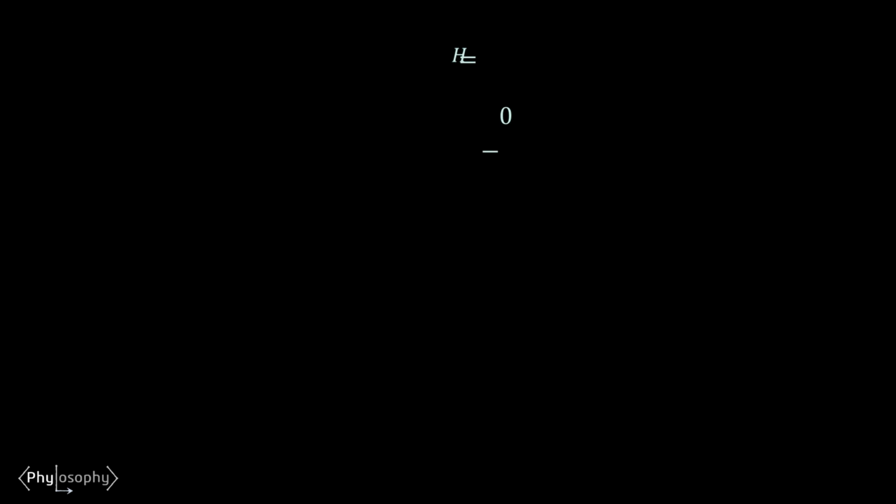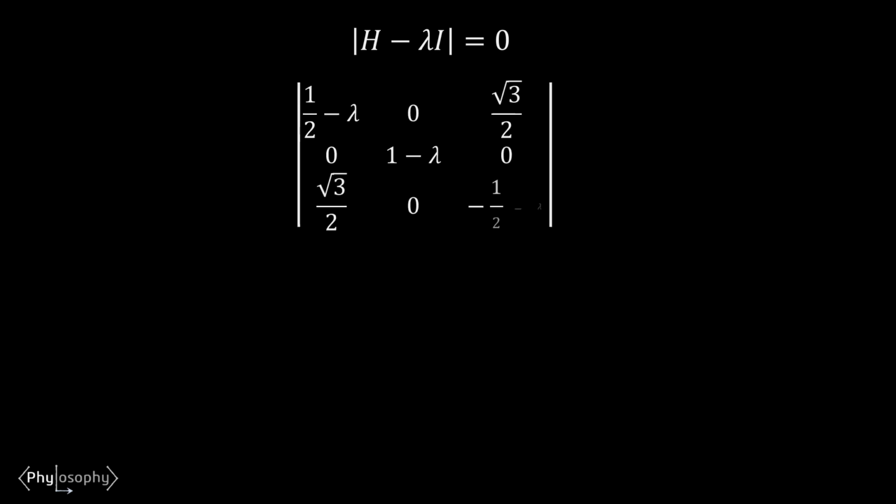To solve this problem, let's start with the eigenvalue equation for H. So mod of H minus lambda I equals 0. Here I is an identity matrix having the same dimension as that of H. Therefore, we can write the determinant of [1/2 minus lambda, 0, root 3 over 2; 0, 1 minus lambda, 0; root 3 over 2, 0, minus 1/2 minus lambda] equals 0.